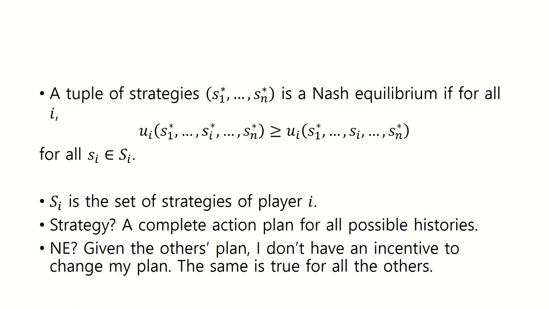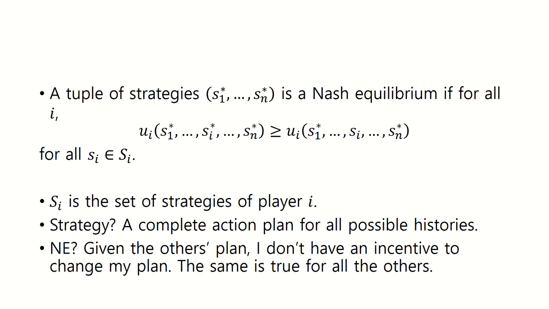For all possible histories, I can have a plan. Even in a situation which is not realized, I can have a plan. For example, I'll do nothing if the stock price increases tomorrow. Let's say the stock price actually decreases, and then the world in which the stock price increases is not realized, but still I can have a plan. I can think of what I will do in the situation which is not realized. And a strategy is a complete description of such a plan.